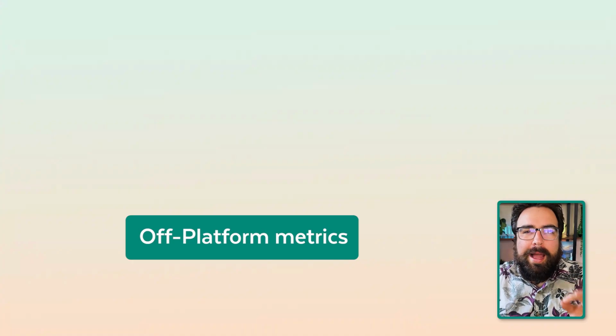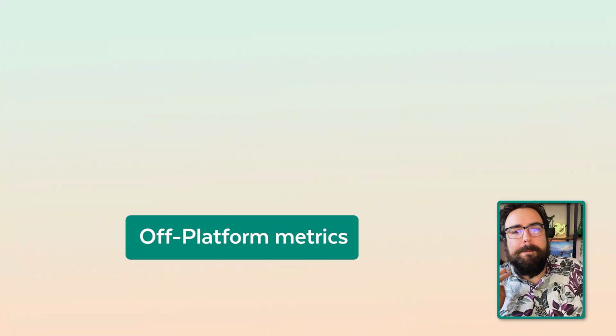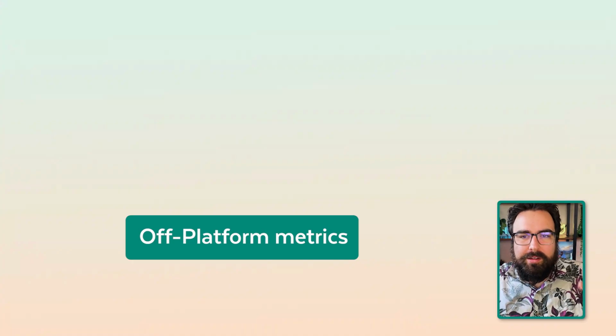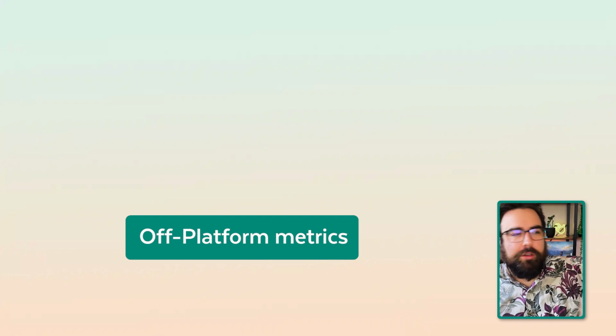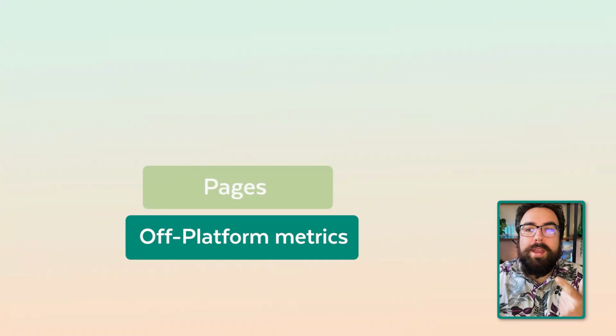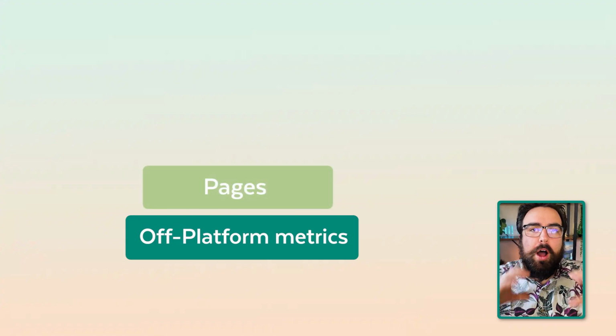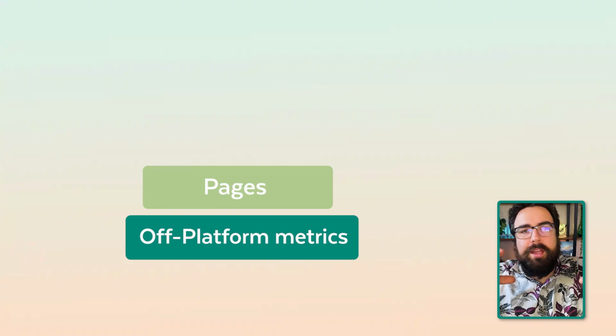Let's talk about how this works. There are four main ways to think about this. You have off-platform metrics. This is like your socials, your impressions off-platform, not on your site. You don't own that actual thing. We then have pages, right? So off-platform is the bottom, then pages are like the next level.